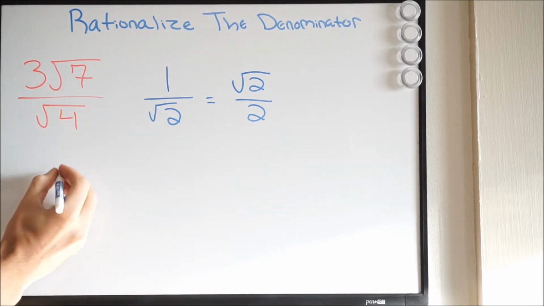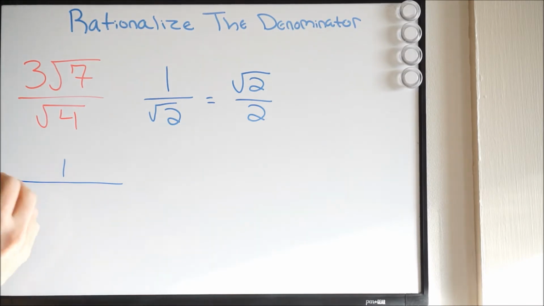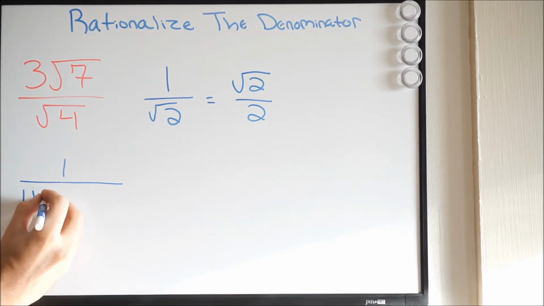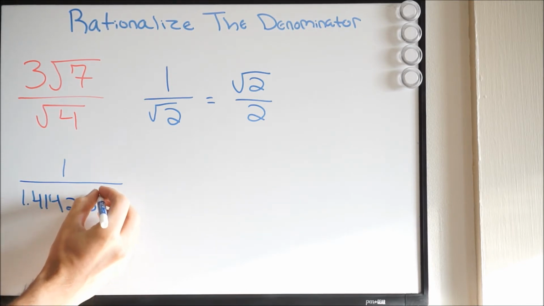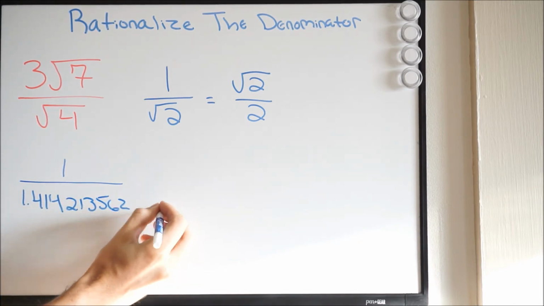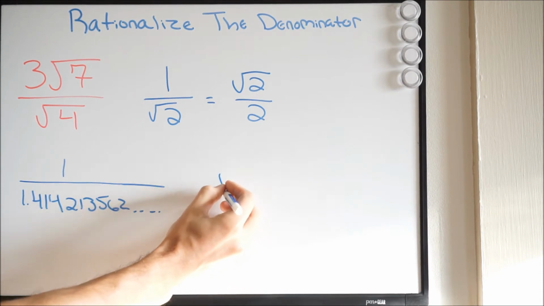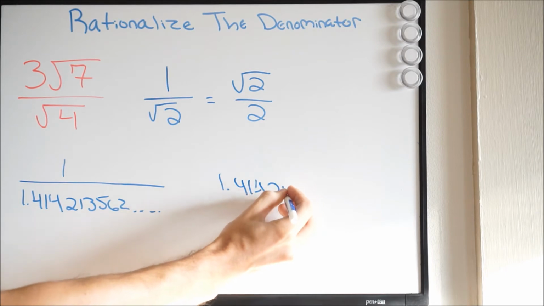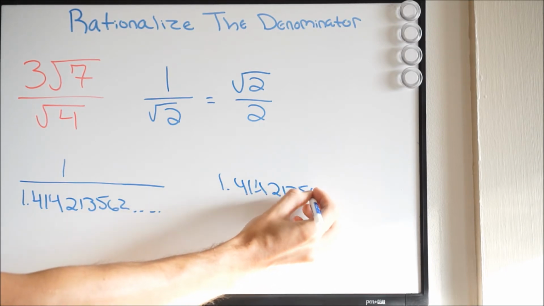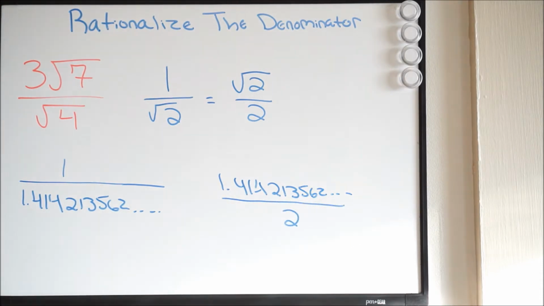So looking at this guy right here, I have 1 over the square root of 2, which is going to be the following: 1.414213562, and this continues on, it's irrational. Same thing over here, I'll have the same number, except now it's in the top, 1.414213562, all over 2.